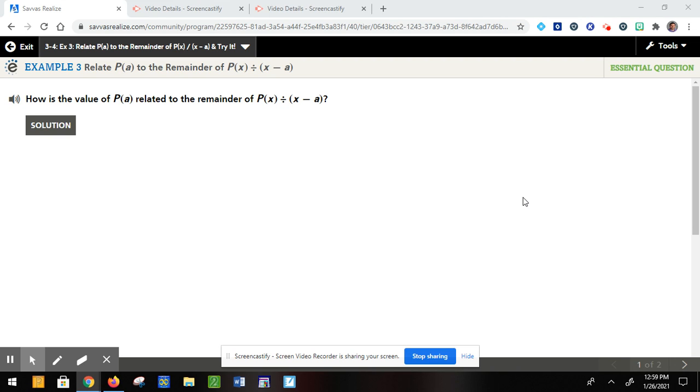So how is the value of p of a related to the remainder of p of x divided by x minus a? So p of a is like, all right, you've got a function and you evaluate the function for a.